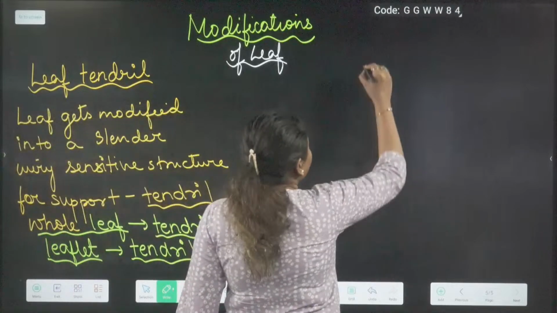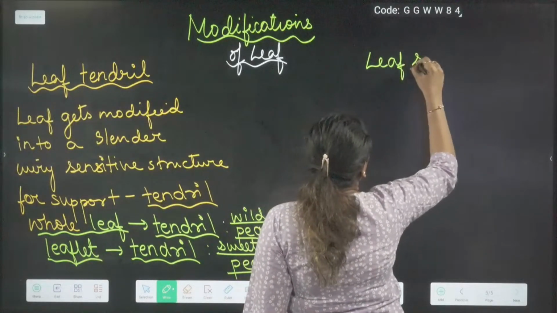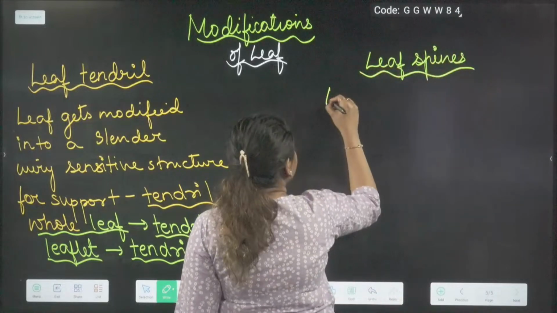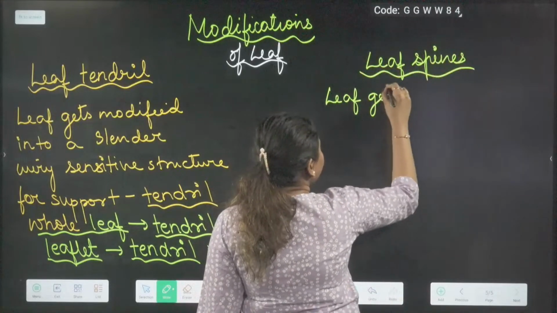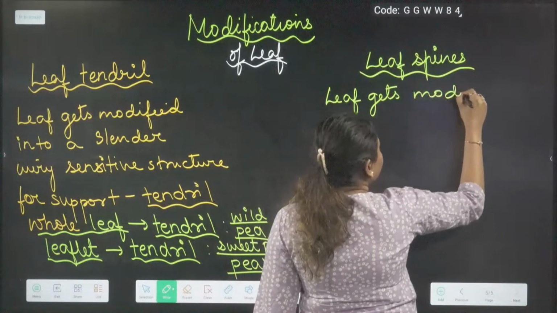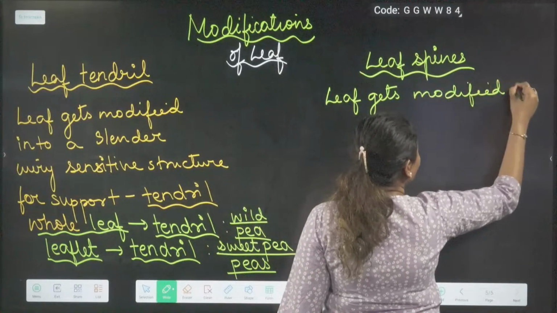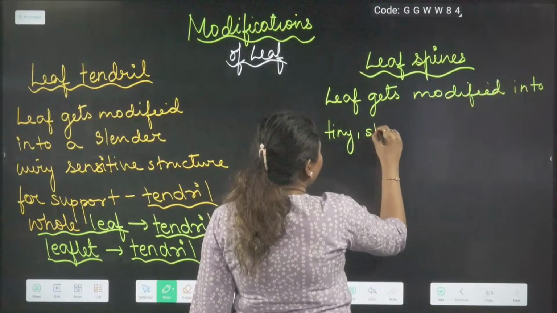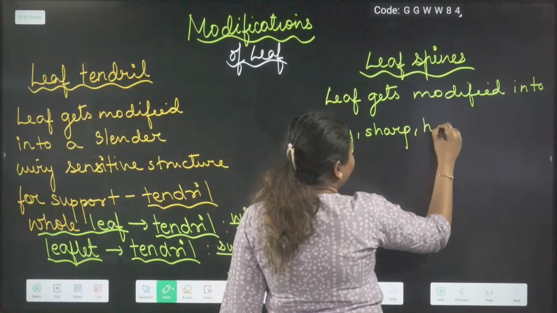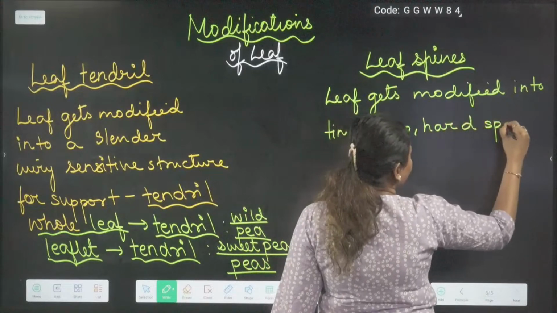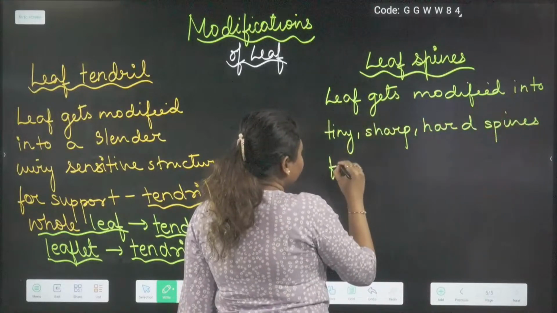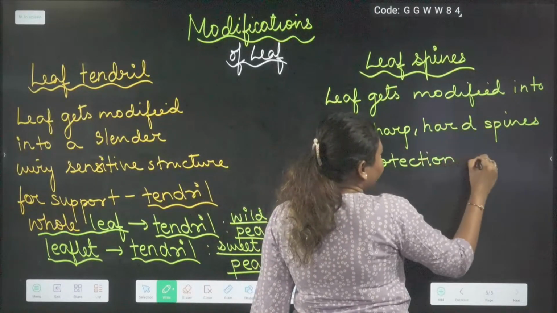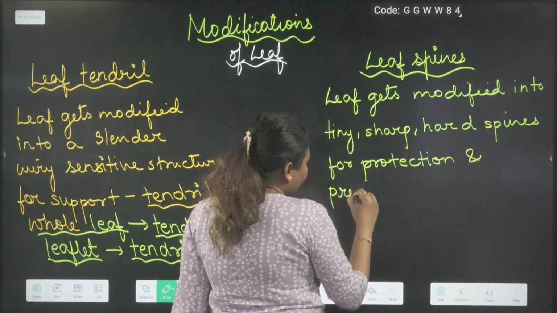What is the second one? The second one is your leaf spines. The leaf gets modified into tiny, sharp, hard spines for protection and prevention of water loss.